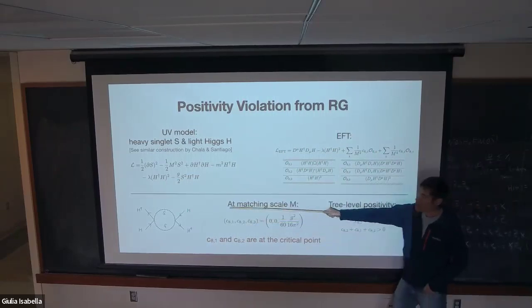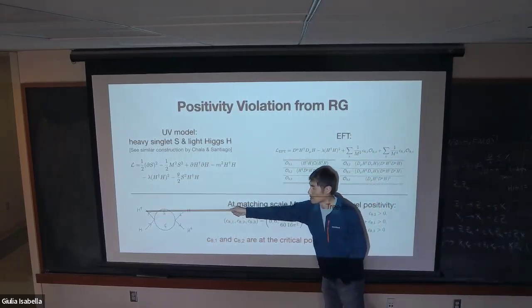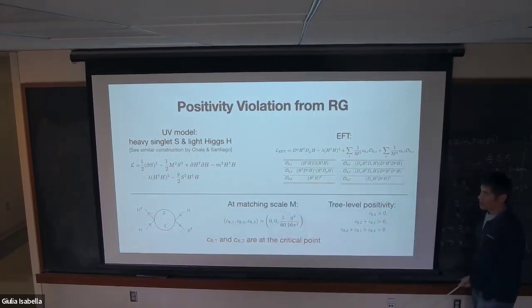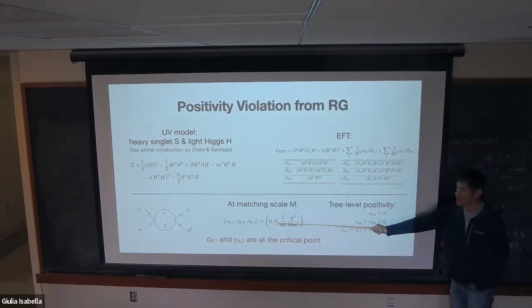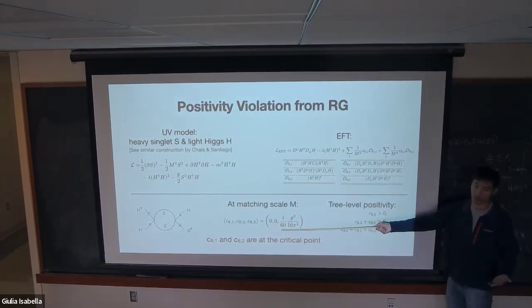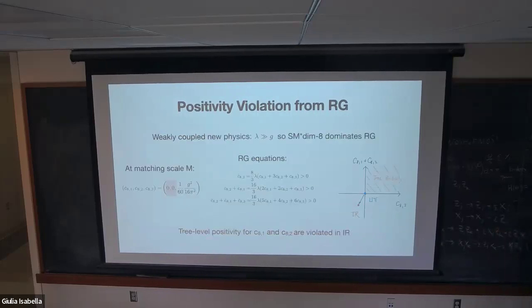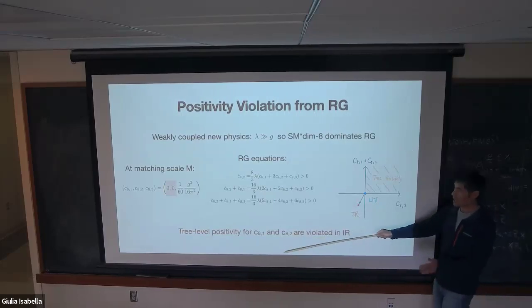So when you integrate out the singlet S, it has to have this flavor structure among the Higgs. And therefore, two of the Wilson coefficients at this one-loop matching happen to be zero. And so that means in terms of this tree-level positivity, it's already at the boundary of this EFT region. And now, so this is for the matching, so it's in the UV. So now we turn on the RG running in the IR.